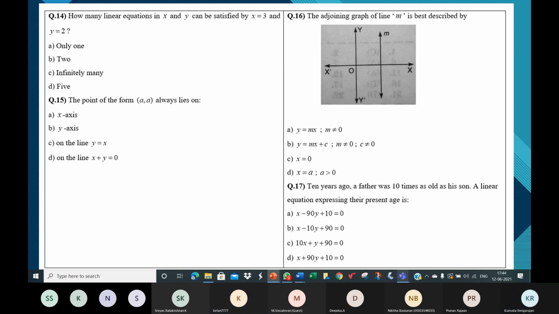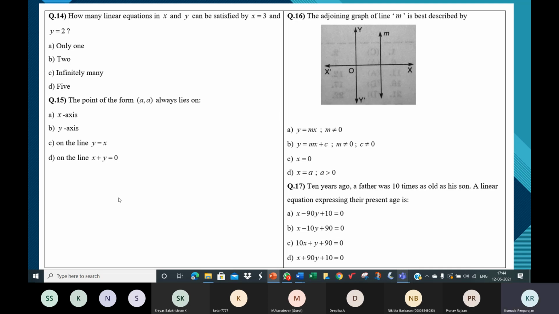And for question number 15, if option D should be the option, then the point should be of the form A comma minus A or minus A comma A.